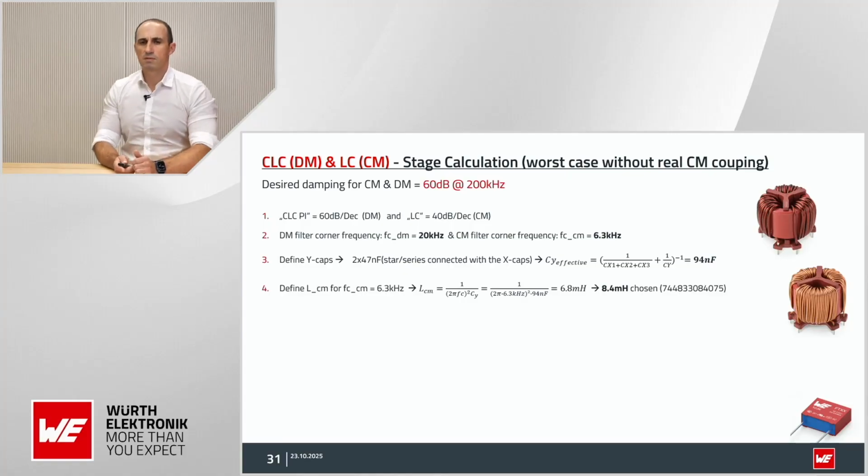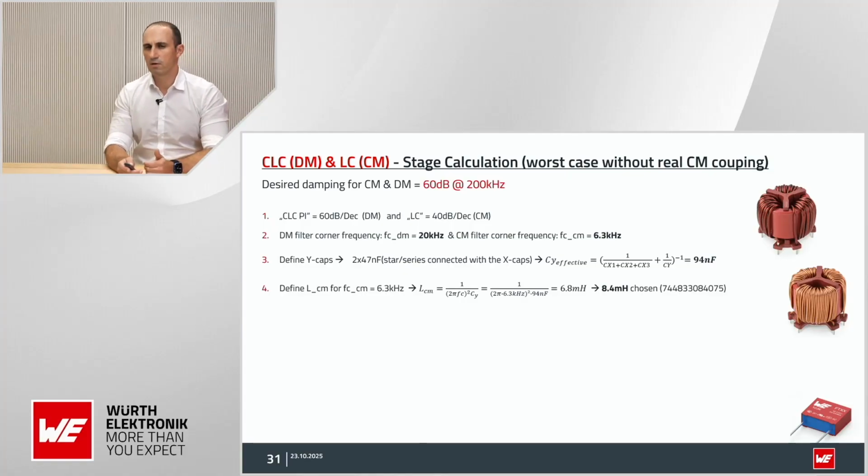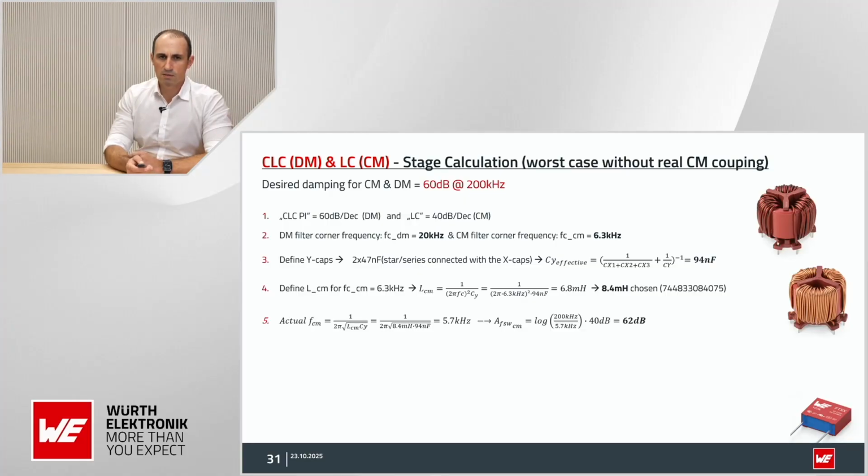But the components, especially combo chokes, suffer a lot of tolerance in practice. Plus minus 30% is not uncommon. Therefore, we give ourselves more headroom, and we choose an off-the-shelf component with 8.4 millihenry. This theoretically gives us a new corner frequency, if the component really has exactly this value, of around 4.7 kilohertz and theoretically 62 dB of damping, so a little bit more headroom, which is wanted.